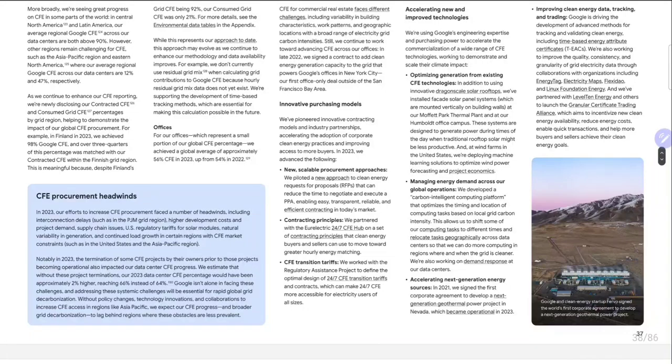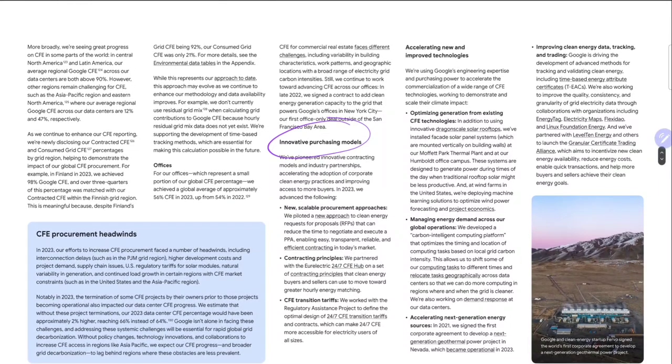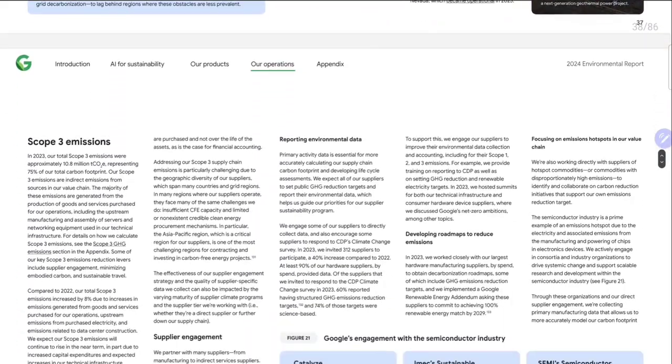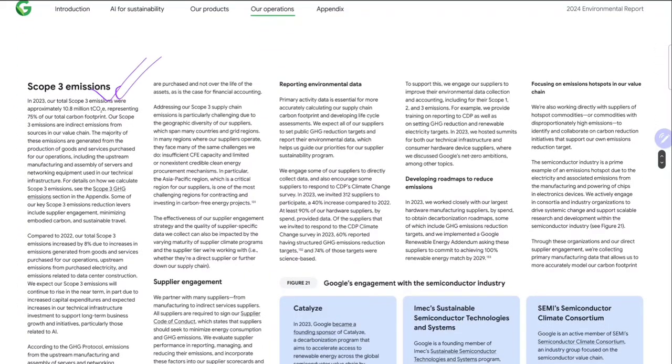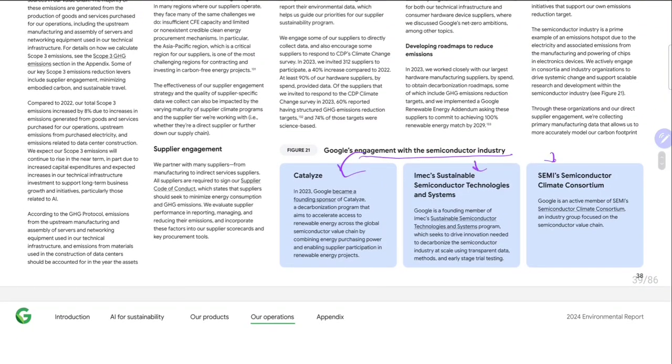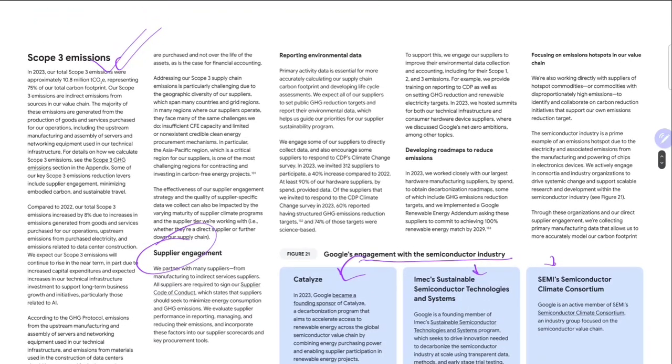Then there are some more details related to innovating purchase models or accelerated new and improved technology. These things are also there. And details are there for scope 3 emissions, the engagement with the semiconductor industry. That information is also provided here. Supplier engagement, how the suppliers were involved, their feedback, their receipts, code of conduct, everything is written down here. And reporting the environmental data, to whom actually, that information is also provided.